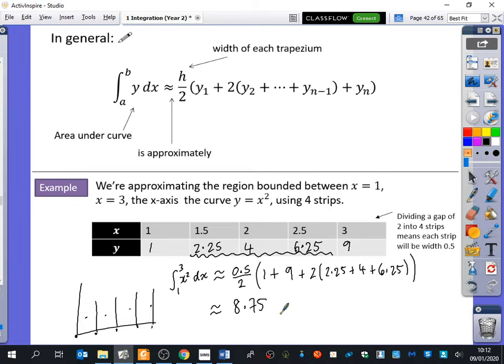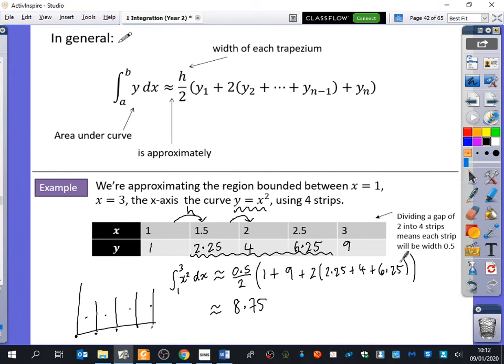What do you mean, the 1.5? So all I did to get these is I just squared them because the function that we're looking at is y equals x squared. The 0.5? Oh, because the 0.5 is the gap between each of them, h, from this bit that we've got here.